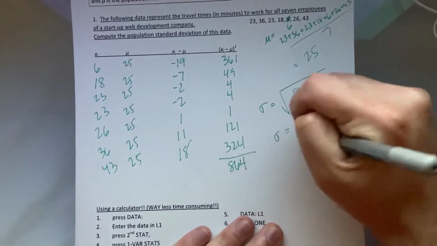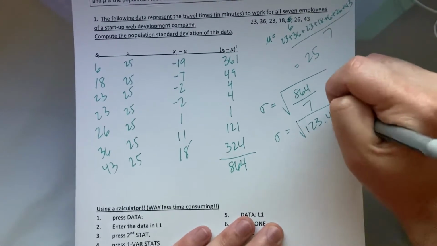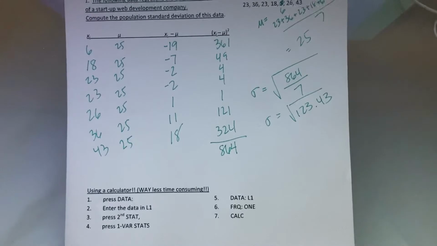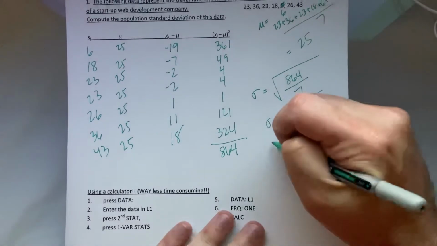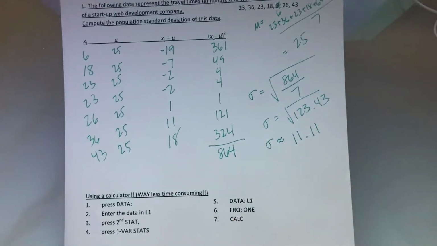It is 123 point, we'll go for 3. And then I need to take the square root of that. You can take the square root and just leave it as 864 over 7 if you want to be the most accurate without rounding. But that means this thing is approximately 11.11.